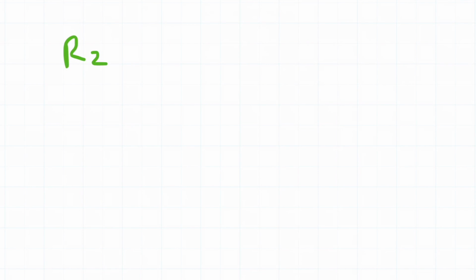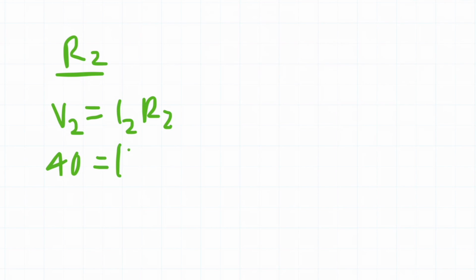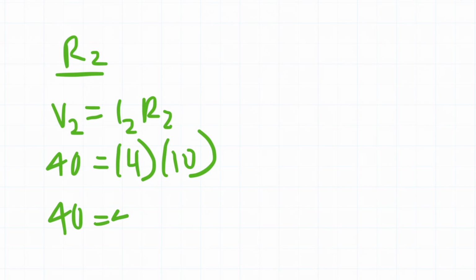So for resistor 2, we again have Ohm's law. At resistor 2, we just calculated that the voltage drop was 40. The current never changes, so that's still 4, and the resistance that we calculated was 10 ohms. So 40 does definitely equal 40.